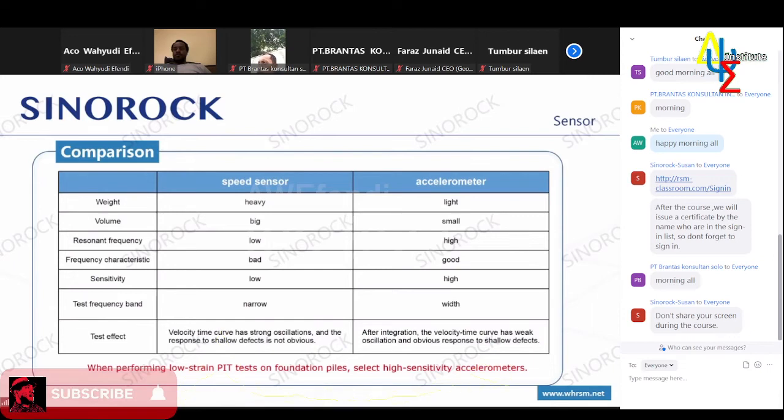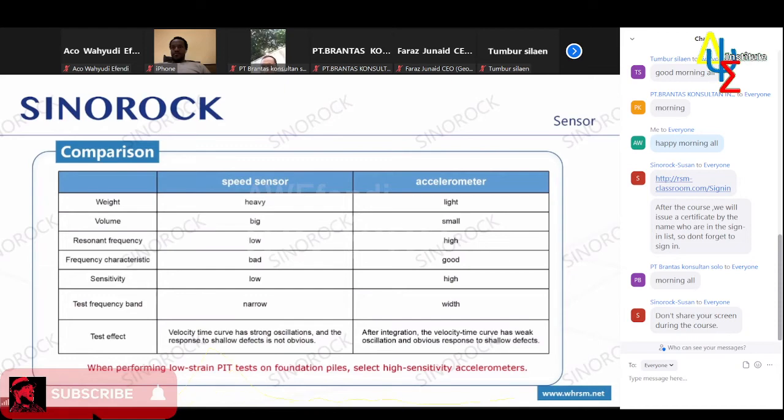So from the actual effect of the test, we have some general understanding. If we use a speedometer to measure the velocity time history response curve, its oscillation is relatively strong, and the shallow defects are not obvious on the signal collected. However, because the accelerometer collects the acceleration signal, it can only be transformed into the velocity time history response curve we want to analyze through integration, coupled with its good performance.